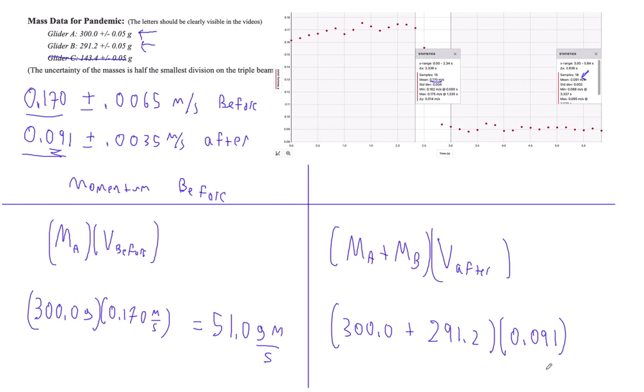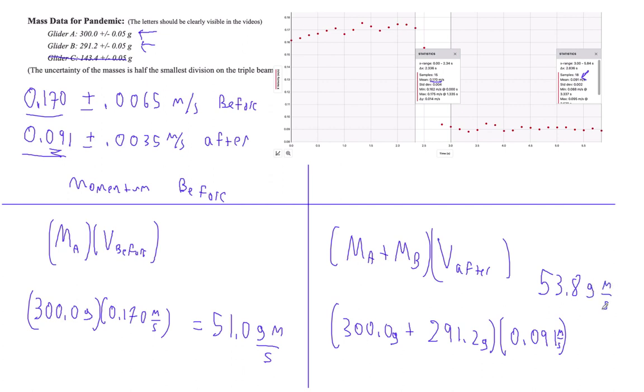And these are grams, by the way, and that's meters per second. So let's do that. Left parenthesis 300 plus 291.2, is that right? Yes. Right parenthesis times 0.091. And that's 53.7992. Okay, I wonder how many digits we should have. Probably just one, I'm just guessing, you know. So I'm getting 53.8, I'll say. And that's gram meters per second.